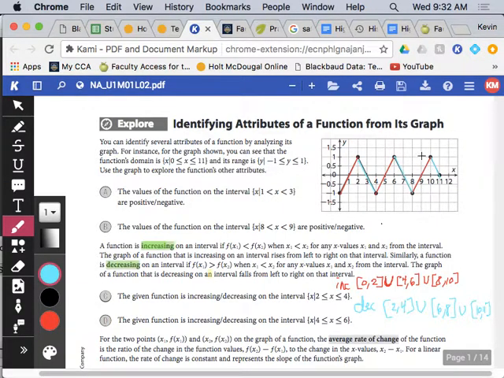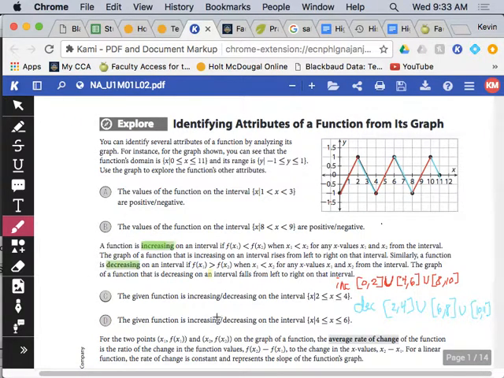Can you guys see that? Is that clear to everyone? Is there any questions on that? Any questions on these intervals? No? Okay. All right, good. All right.